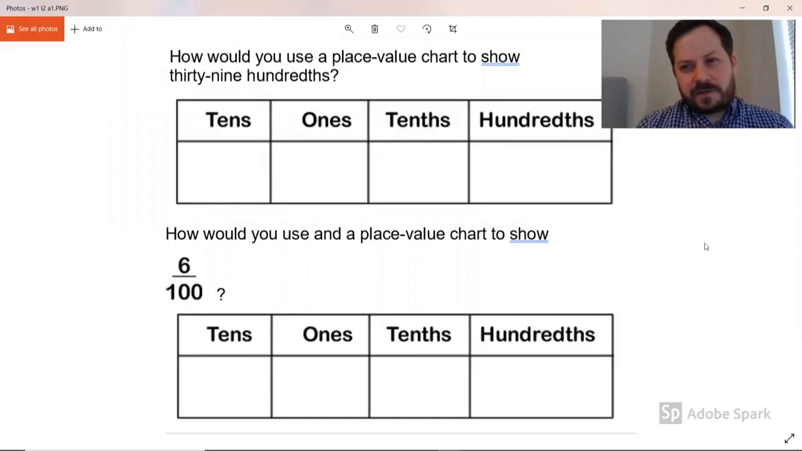Okay, so here's our first question that you can have a go at, see how well you do, and then we'll talk through the important parts as you go through it. And I'll show you some of the common errors that people make as we answer this. And this should hopefully get you to understand exactly what we need to do when we're placing these hundredths into the correct column on our place value grid. So the first question says, how do you use a place value chart to show 39 hundredths? And how would you use the place value chart to show the fraction 6 over 100? Have a go, pause the video now, and come back to us in a minute.